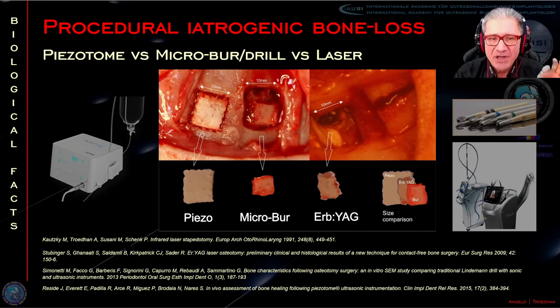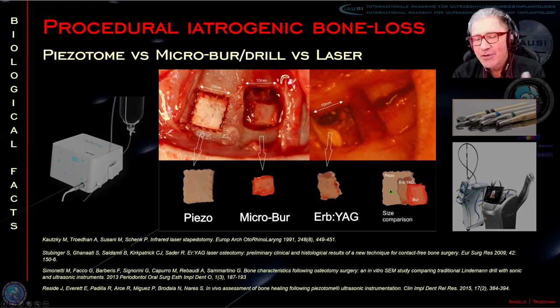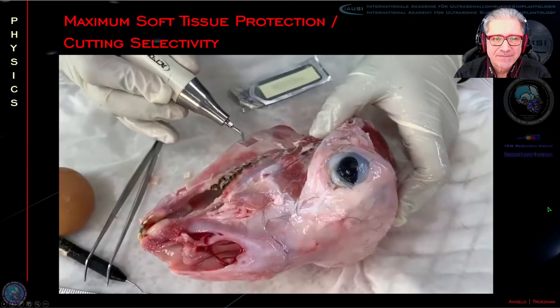you're able to precisely cut bone lossless. And you compare it with microburrs. You see, with microburrs, you have a procedural bone loss of sometimes more than 50%. So that means you're devastating the bone on one hand, and on the other hand, you're losing the bone that you need for bone augmentation. And also, this is just a side note, unfortunately, with laser, the situation is not much better.